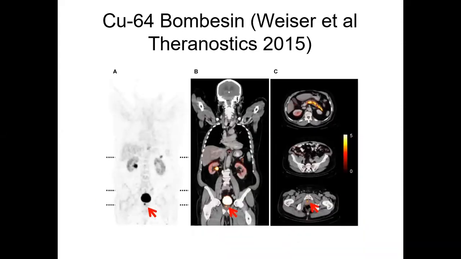So in the US, as we explained before, they're very keen on copper because it travels nicely because of its long half-life. And you can see here, this is a patient with bombesin uptake here in the prostate bed. And again, you can see very small uptake of bombesin. And notice again the normal activity in the pancreas.